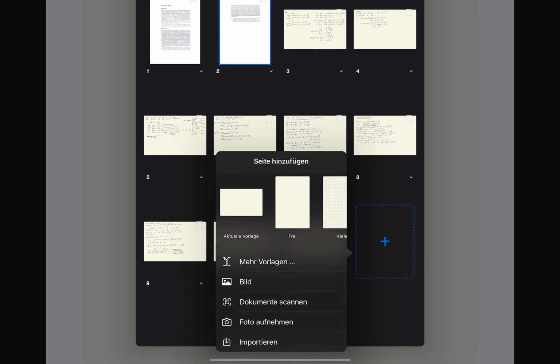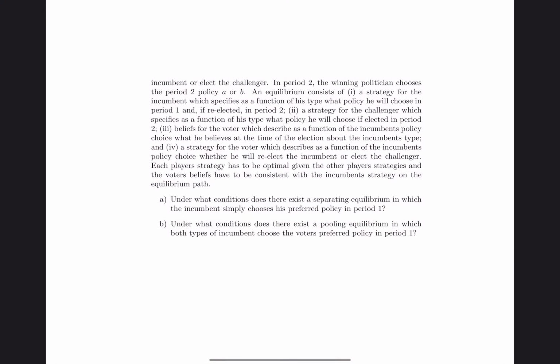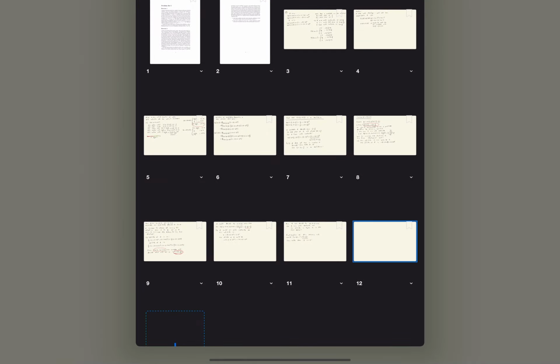Okay, so 2a, and we will solve this by, as typical in extensive form games, backward induction. So let us first start by the end of the second period.